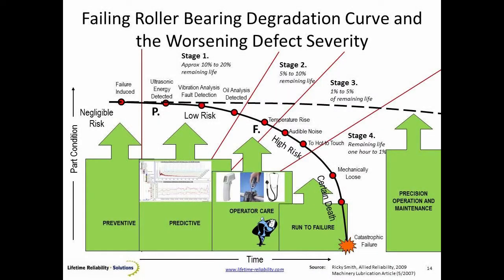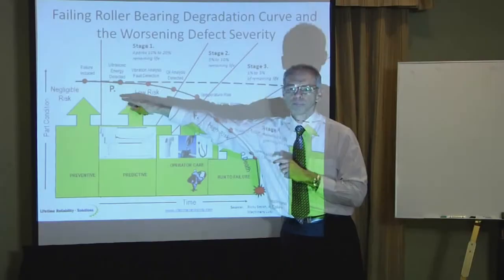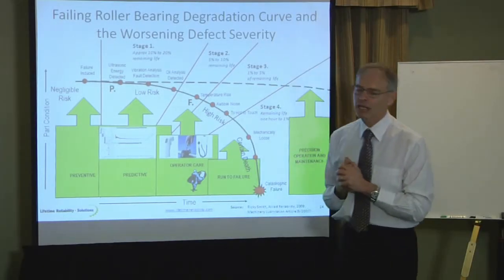This particular curve here is the degradation curve for bearings, and we can actually measure our bearings failing. We know that we can detect the vibration signature, we can detect temperature rise, we can detect audible noise. As the bearing begins to fail, it tells us it's in trouble. We first pick up evidence of a problem at this particular P point, the potential failure point.